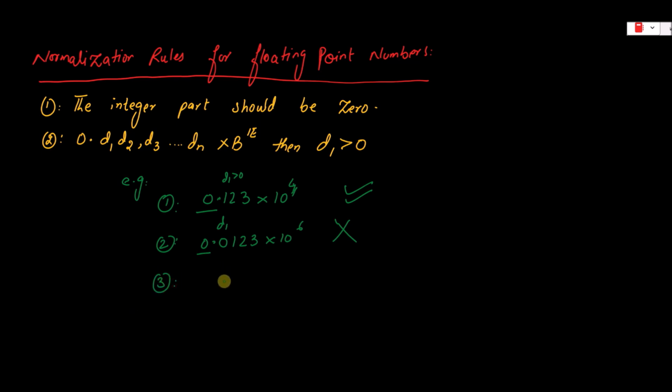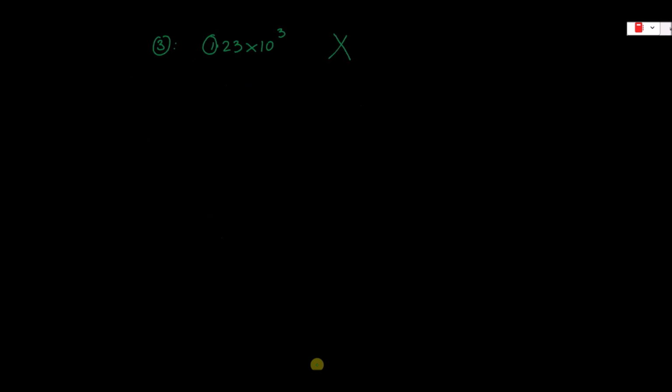Number three, we have 1.23 into 10 raised to the power 3. In that case, our integer part is not 0, so even this will not follow the normalization rule. Basically, the benefit of writing a floating point number is that we have a few representation techniques that need to be followed according to the IEEE floating point standards, that is the Institute of Electrical and Electronics Engineering.